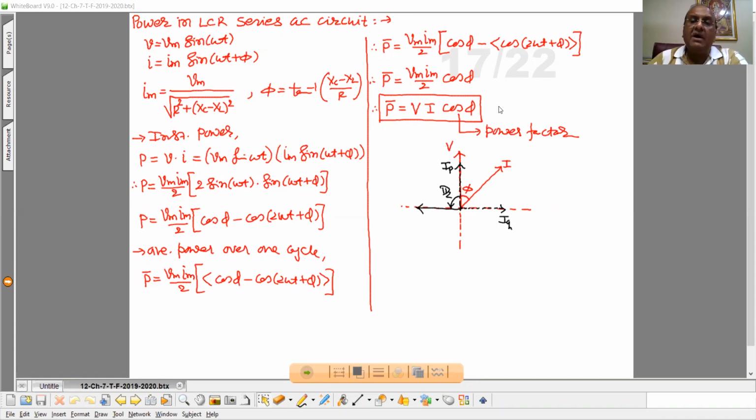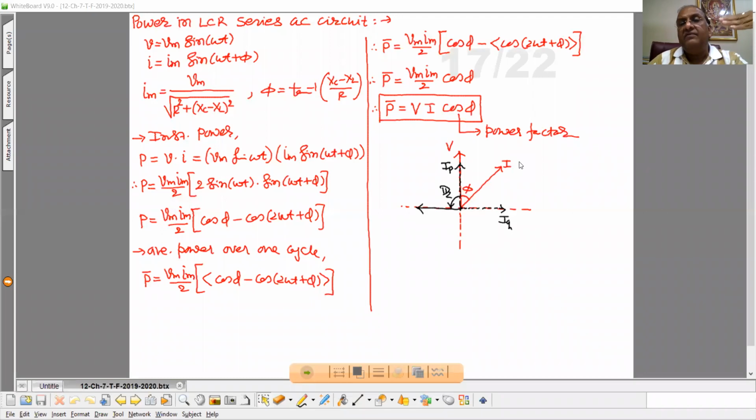But suppose we think about only capacitive or inductive circuit. So in that particular case, what happens? The phase difference is plus or minus pi by 2. So in that case, cos pi by 2 is 0. So power dissipation will be 0. No doubt, current will be there in the circuit. But then also the power dissipation will be 0.